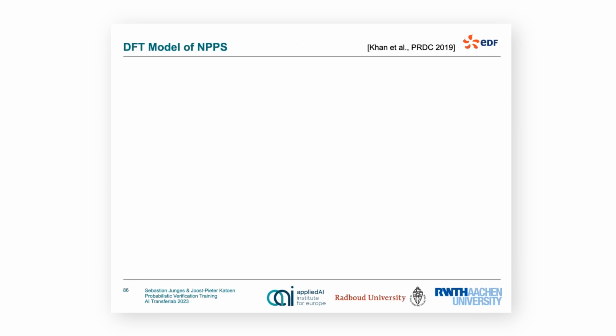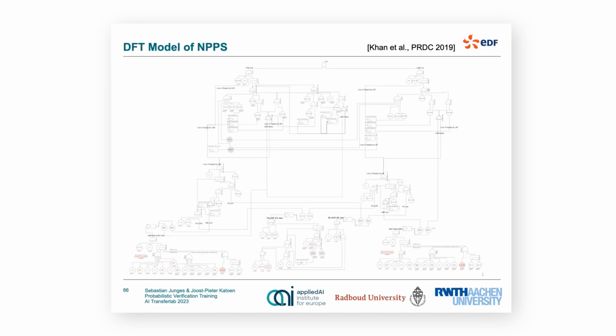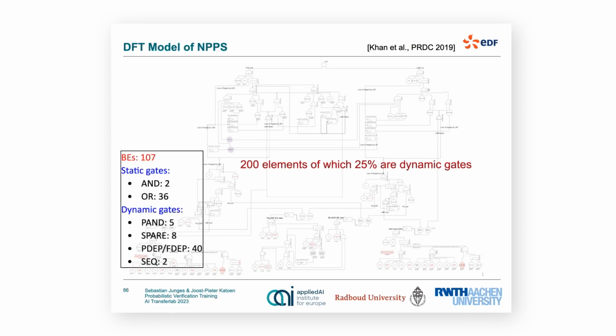So we modeled this as a dynamic fault tree. It looks like this, which is a rather complicated fault tree. Together with the experts of EDF, we checked whether this is an adequate representation of the reality. This model has about 200 elements, a quarter of them being those dynamic gates. And here you see more statistics about this model. And although it was clear that you cannot adequately model this by static fault trees, so you need to do something with dynamic fault trees.